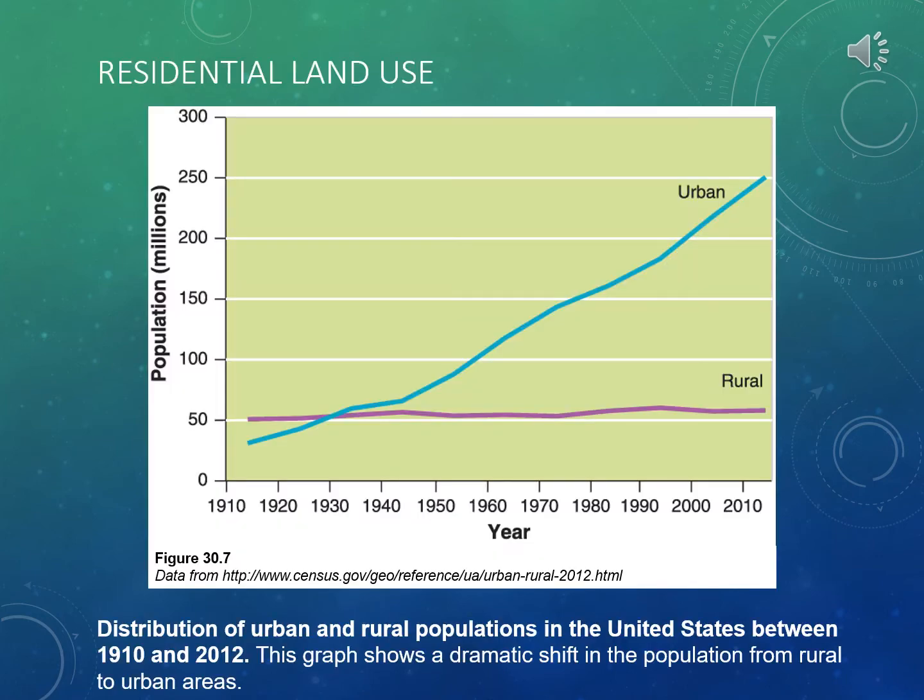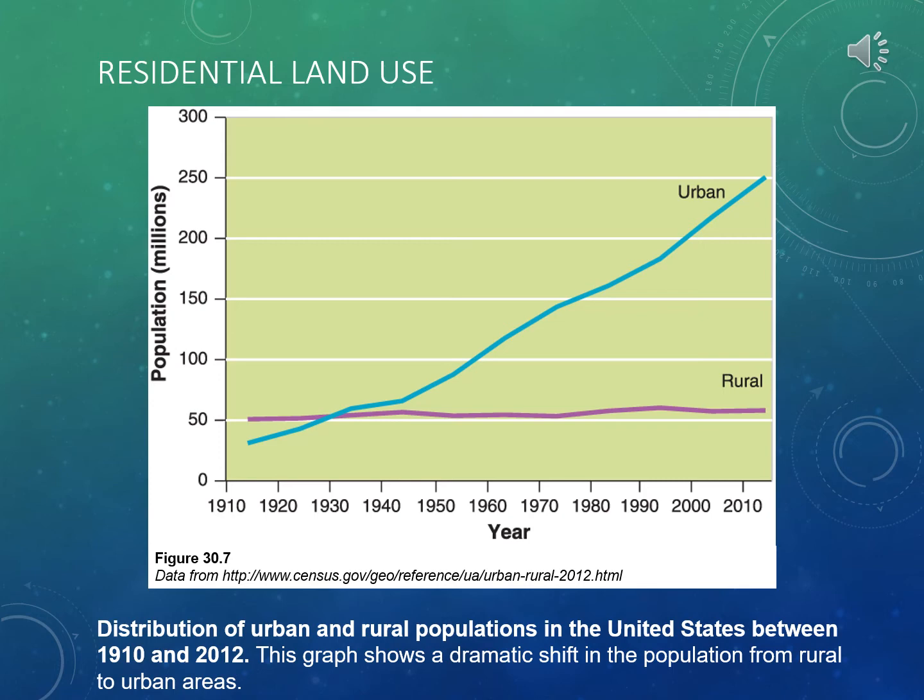This graph shows you changes in land use from 1910 to 2010, looking at rural and urban populations. As you notice, in the early 1900s, urban areas were much smaller in terms of their population. Around 1930 and continuing into the 1940s and 50s, the number of people in urban areas began to grow, and that skyrocketed up through the late 1900s into the 2000s, where we have populations of 250 million people in urban areas. Our rural population, however, has stayed relatively low and relatively the same.